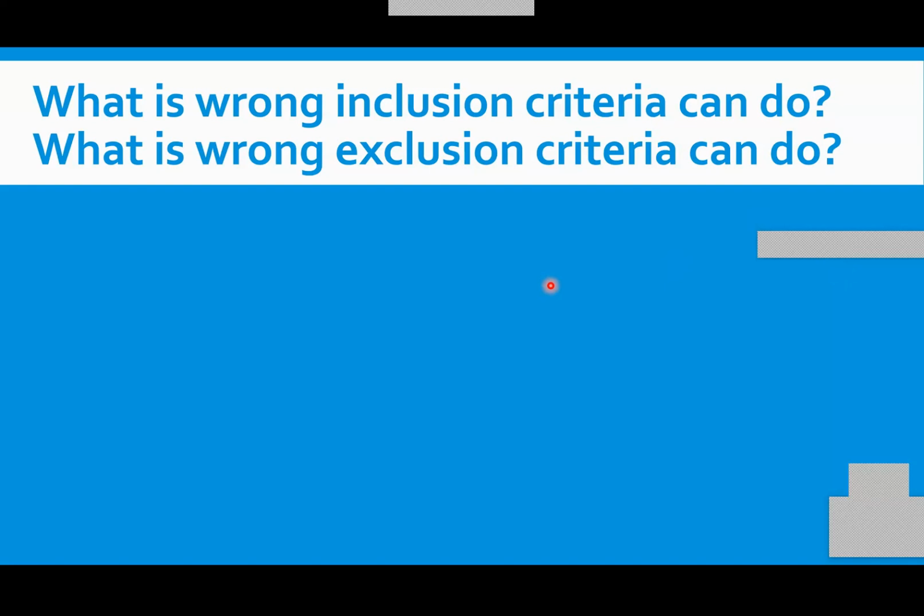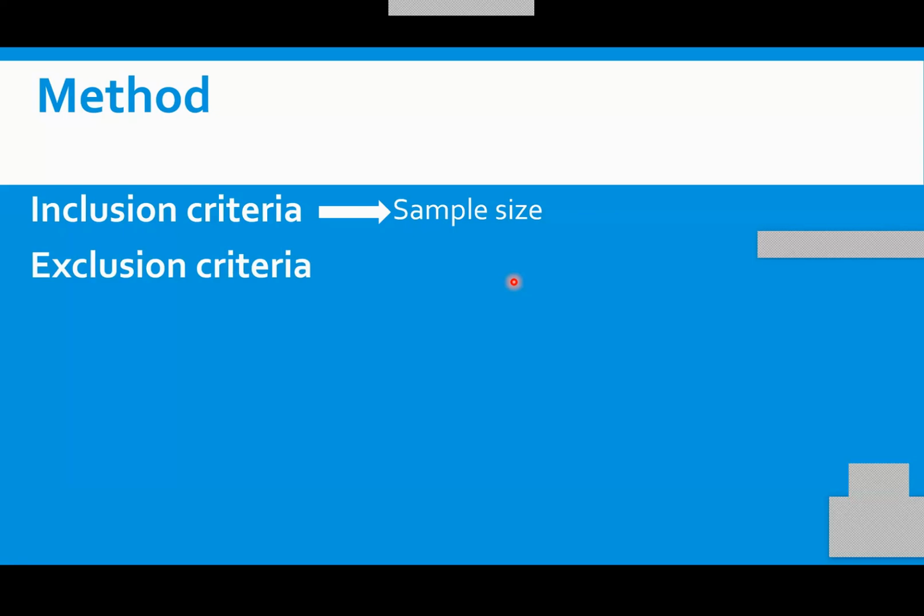Okay, so let me move fast. Inclusion criteria means sample size. So if you have a problem with your inclusion criteria, you will get a problem in your sample size. If you restrict your inclusion criteria, you need a big sample size to test the major population. But if you make the inclusion criteria relaxed, then you need a smaller sample size. If you have a problem in your exclusion criteria, you get more bias. So the more exclusion criteria, the less biased you are.